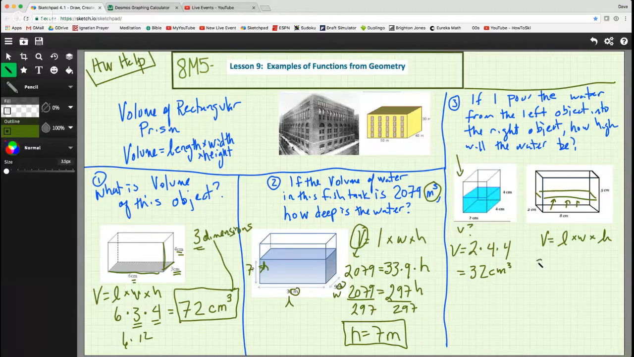So let's see. 32 is my volume. That'll be the water that all gets dumped in here. And that will equal 8 times 2 times my height. So 32 equals 16 times my height. Okay, this is nice. We're going to divide by 16, and I get 2 equals my height. And 2 what? 2 centimeters. So it'll be 2 centimeters high.